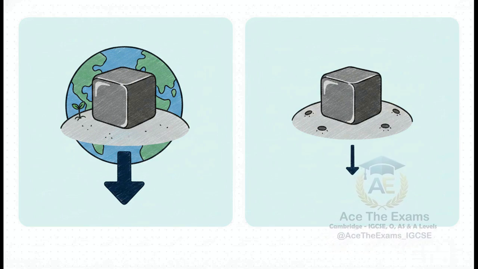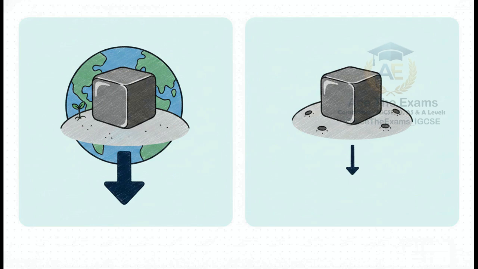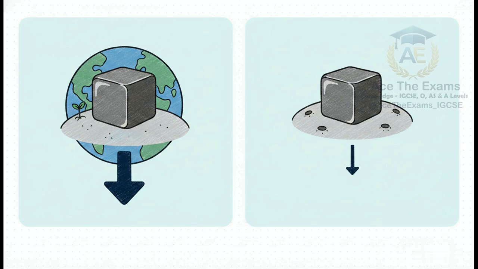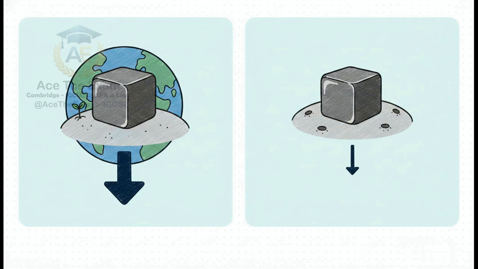For instance, a 100-gram mass has a weight of nearly 1 newton on Earth's surface. But if you take that exact same 100-gram mass to the moon, its weight plummets to just 0.16 newtons, because the moon's gravitational pull is only about a sixth of the Earth's. The mass resisted change the exact same way, but the pull was weaker. See how that hits every mark on the rubric?